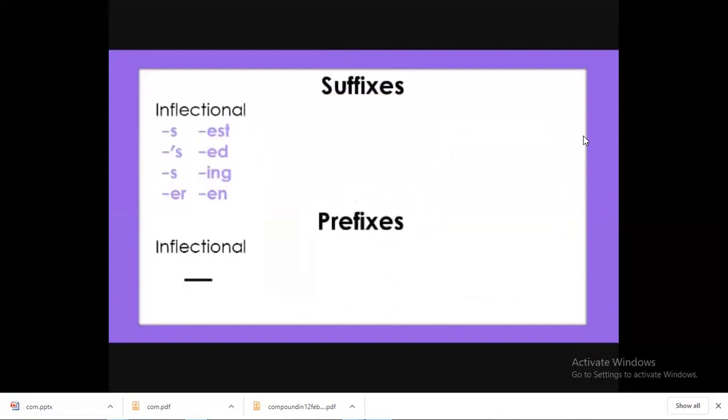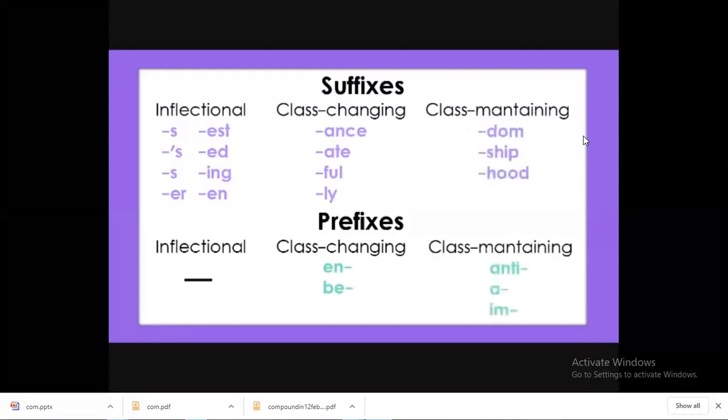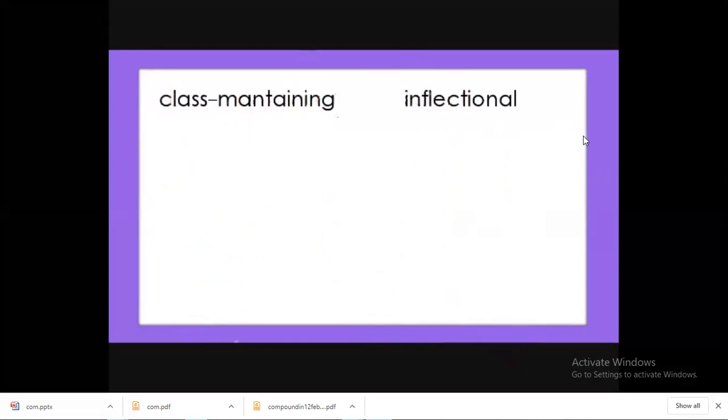Most class-changing derivational morphemes are also suffixes. There are only a few exceptions. This means that most prefixes, the ones that go at the beginning, are class-maintaining. You may say, well, if class-maintaining morphemes don't change the part of speech or word class, why aren't they cataloged as inflectional? Remember that class-maintaining morphemes also change the meaning, and inflectional morphemes change neither the meaning nor the word class.